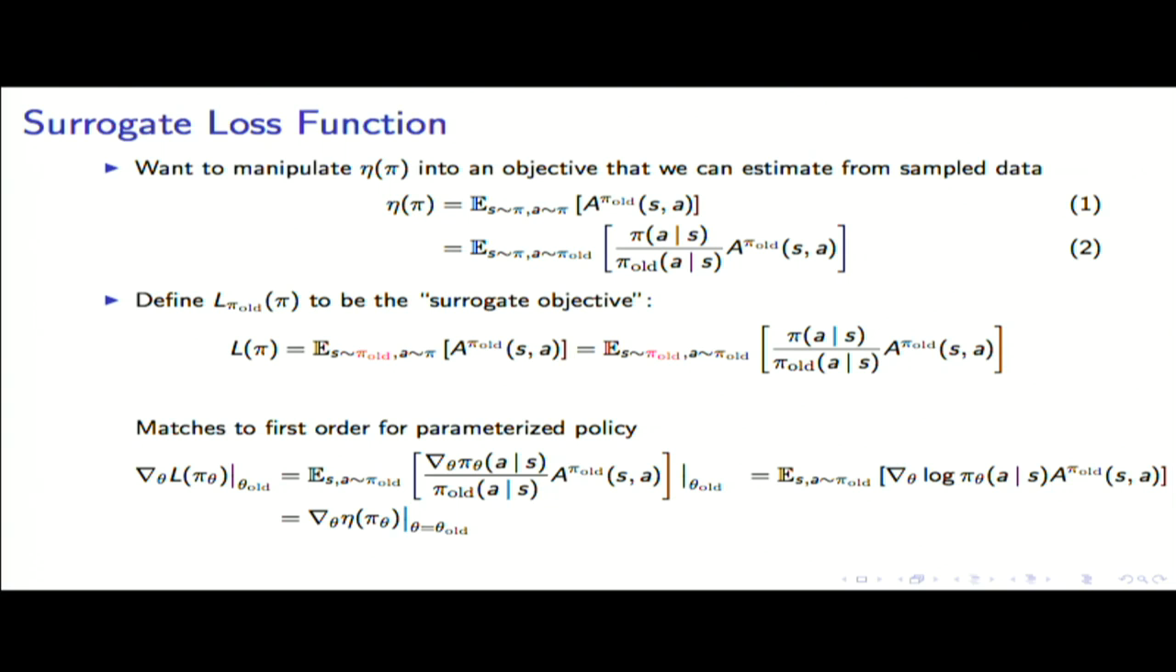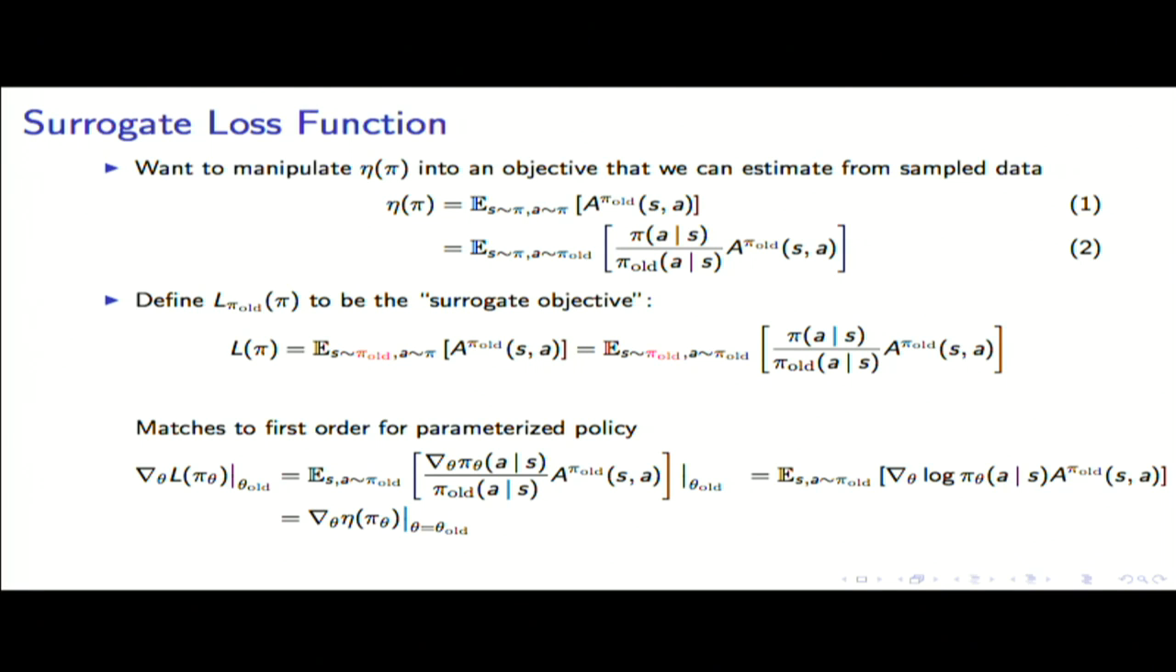So we wrote down this objective L, and this gives you the right policy gradient when you differentiate it with respect to the policy parameter. If you look at this expression for L and differentiate it, you can first write it with the grad probability over probability, and then recognize that this can be rewritten as grad log probability.